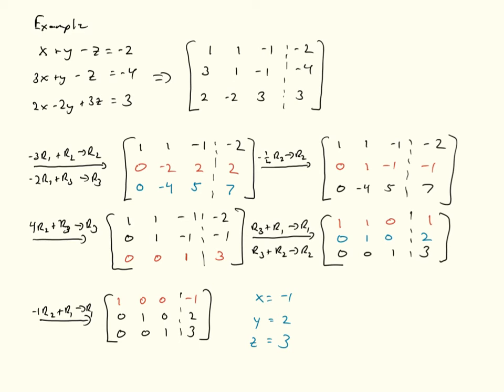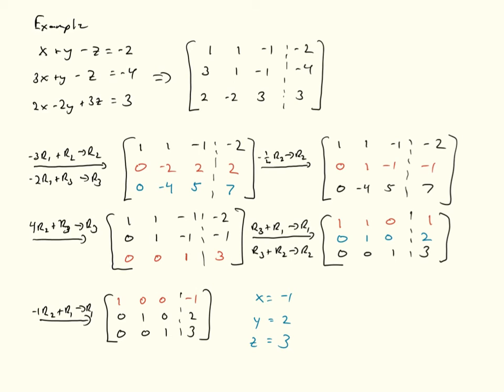Now I have a 1 there, and I need to get a 0 in that spot. So I'm going to take 4 times row 2, add it to row 3, and store it in row 3. Row 1 and row 2 stay the same. 4 times 0 added to 0 is 0. 4 times 1 is 4, added to negative 4 is 0. 4 times negative 1 is negative 4, added to 5, that's 1. And 4 times negative 1 is negative 4, added to 7 is 3.